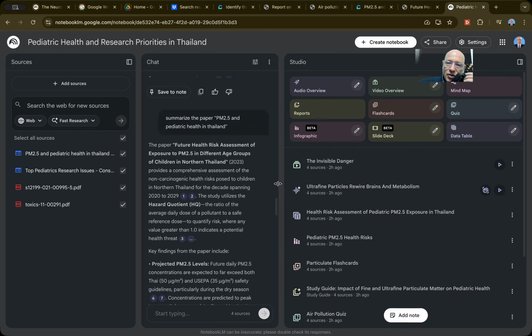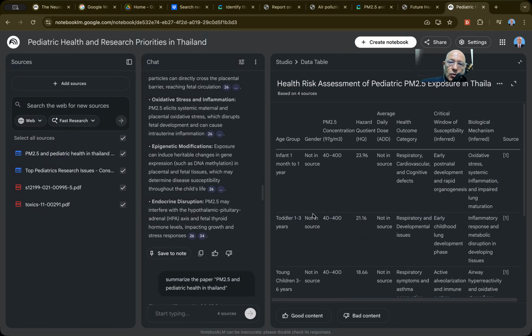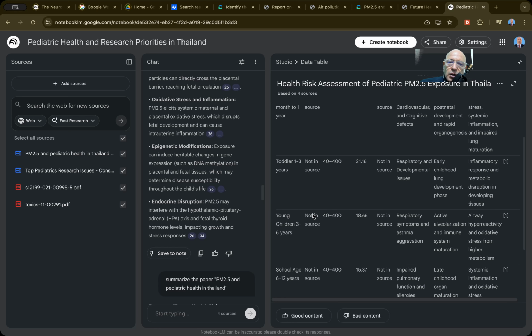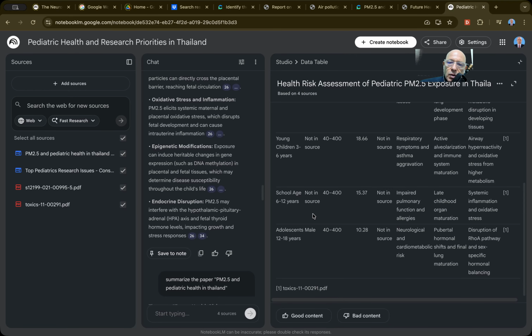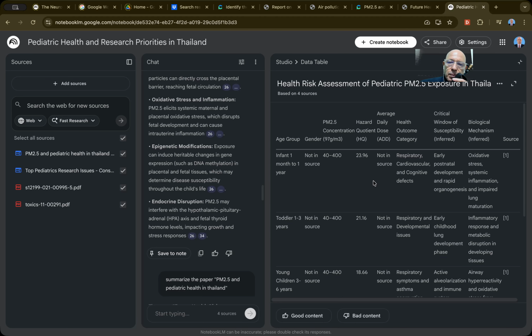And now let's take a look at some other products. It created a sound file, an audio overview of this. I'm not going to play it. Risk assessment. Let's take a look at this one. Health risk assessment of pediatric PM 2.5 exposure in Thailand. And it's created a detailed chart in the form of a PDF that can be downloaded that spells out a variety of information related to this particular issue.